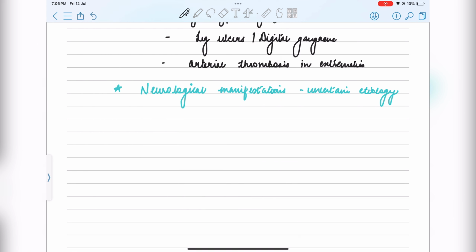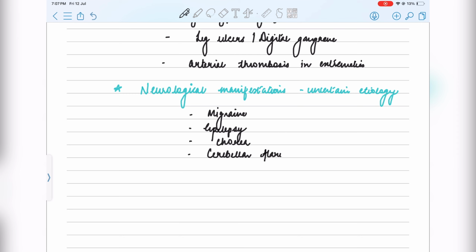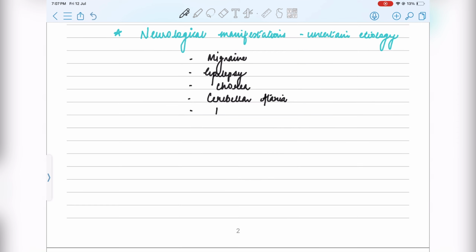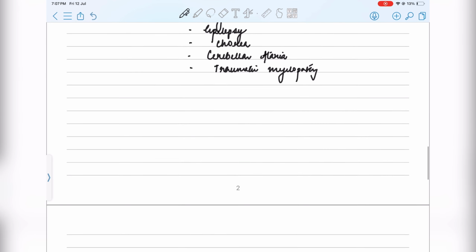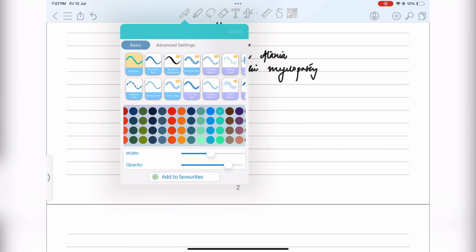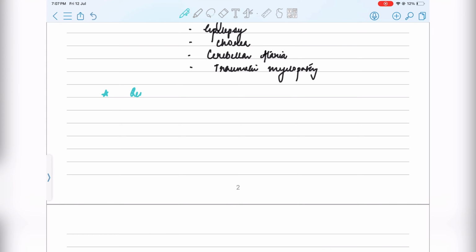Now we'll be looking at the neurological manifestations in a patient of APS. The etiology is a bit uncertain, but patient might have migraine, epilepsy, chorea, cerebellar ataxia or transverse myelopathy. It is not traumatic, it is transverse.